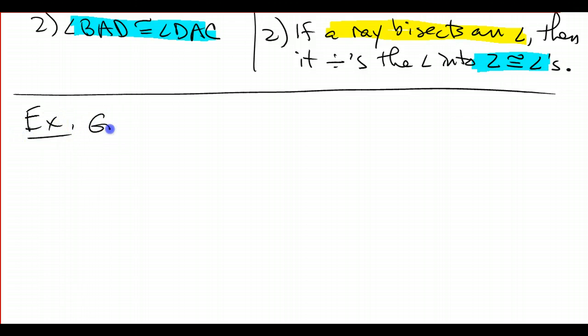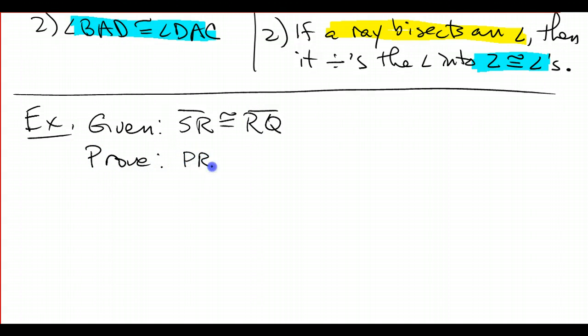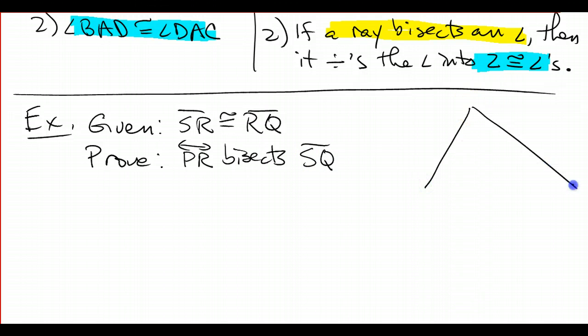We are given segment SR is congruent to segment RQ, and we want to prove that line PR bisects segment SQ. So again, we've got a triangle here. This is triangle SPQ. Then I've got another segment over here, and this is point R.